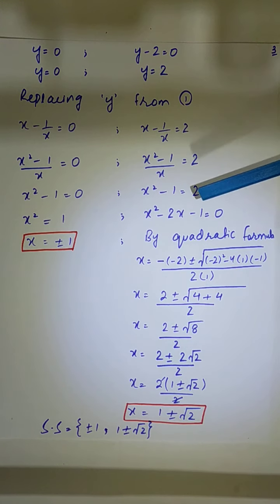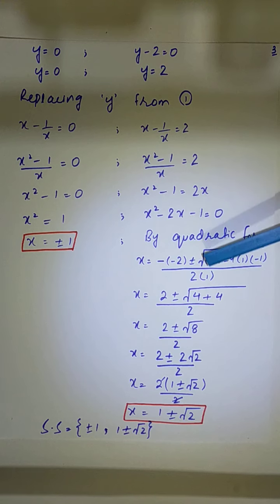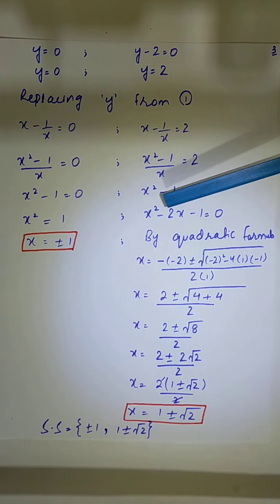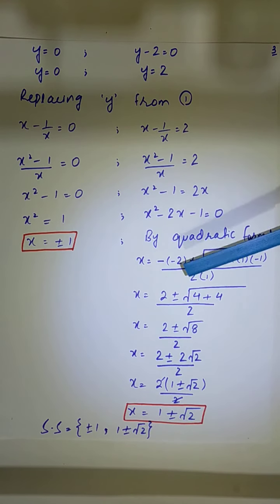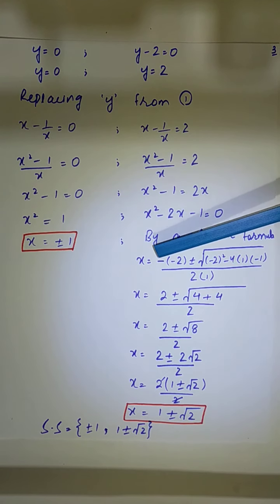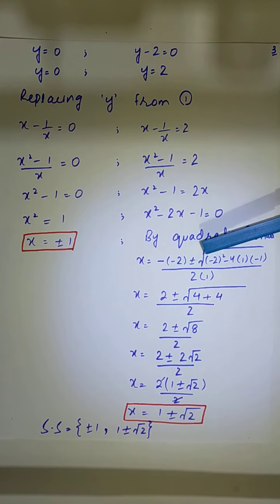Now we have to put the values of a, b and c in the formula. That is, a is equal to 1, b is minus 2 and c is minus 1. You can write these values in. And now you will just put the values in the quadratic formula: minus b, that is minus of minus 2, plus minus under root of b square, minus 2 whole square, minus 4ac, by 2a.